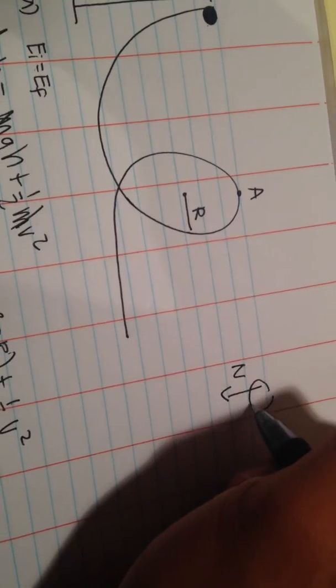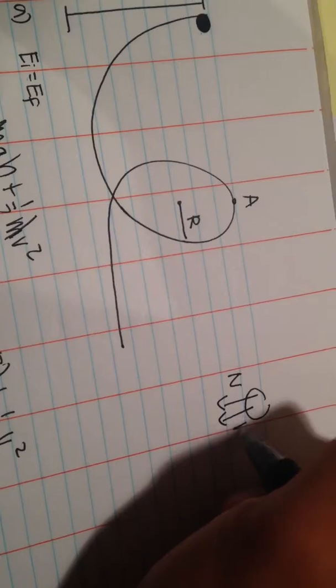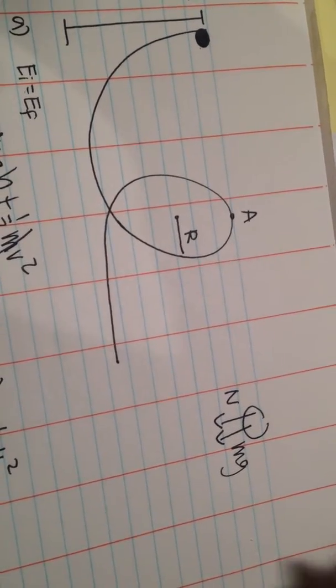Normal force goes down, and mg goes down, which is the weight. And then what we do is, net force equals normal force plus mg equals, since it's a circle, mv squared over r. And we're solving for normal force, so normal force equals mv squared over r minus mg. From there, we can just plug in.